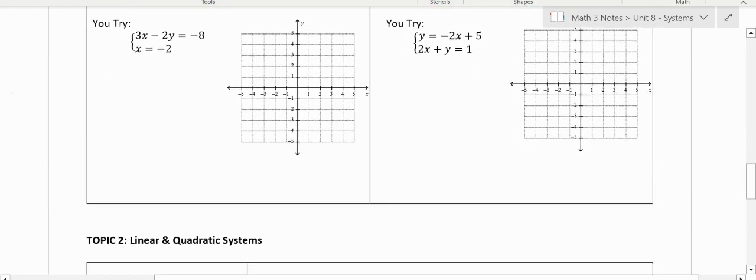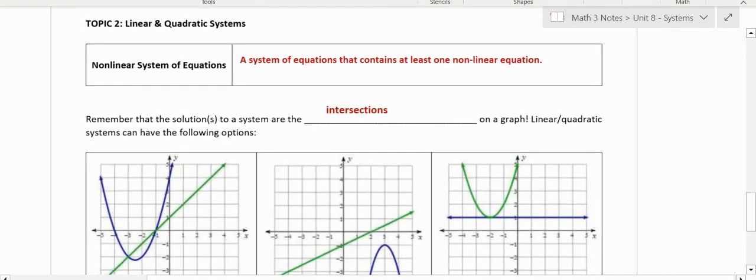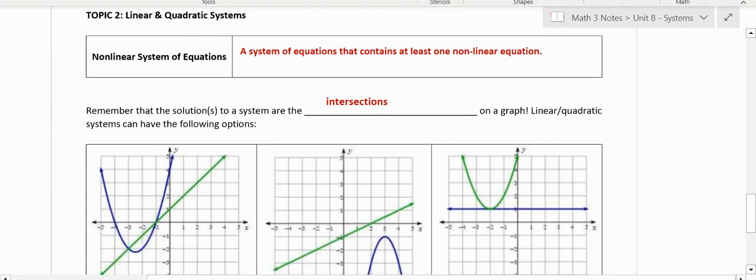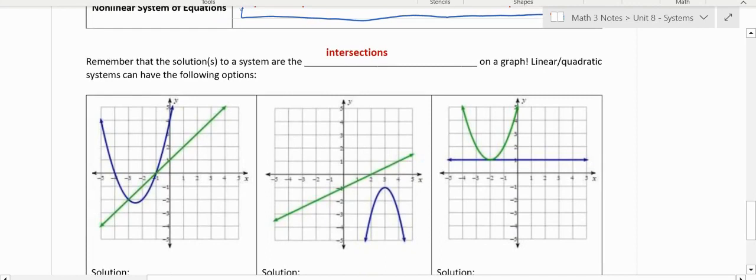The You Tries we're going to have you try out. And then a topic that's a little new, but not necessarily, same concept, and you might see something like this on an SAT, is what happens when we have linear and quadratic systems. So basically a system of equations is considered a nonlinear system when it contains at least one nonlinear equation, and specifically a quadratic with an x squared. So the concept is the same. Intersections will be the solution. In this first system, I have a quadratic and a linear, and so where do these cross each other?